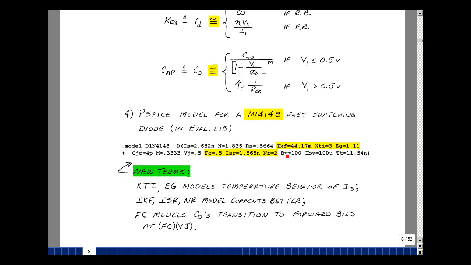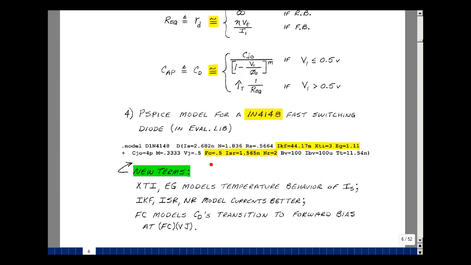I didn't try to go through all the formulas associated with these because that's really a lot more material, and it does have a very minor impact. When you compare it to hand calculations, the model we have is more than adequate. There are some new terms here. The terms XTI and EG, which are over here, are actually things we talked about in Chapter 2 for modeling the behavior of I sub S versus temperature. The terms IKF, ISR, eta R, which are here, here, and here, are the terms associated with that second diode. It does give you a better modeling of the VI characteristics.